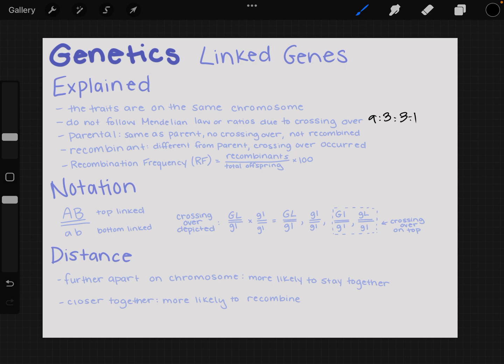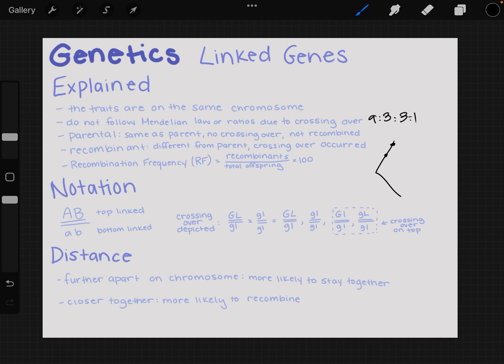That's basically just looking at how many of the individuals are recombined versus how many are not. And that's also going to be related to where they are on the chromosome, right? If they're closer together, then they're more likely to stay together.